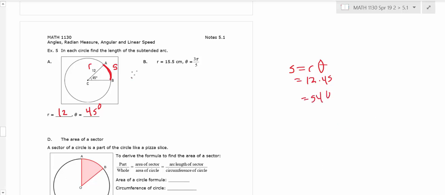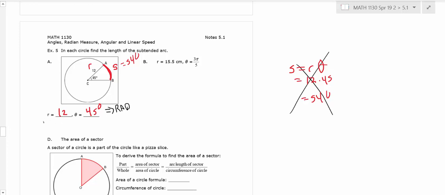I'm just going to ask you a simple question. Don't you think that that's a tad bit big? If that radius is 12, there's no way that little piece of the circle is 540. That's nonsense. So what you have to do is convert this to radians. You don't want to do that unless theta is in radians.